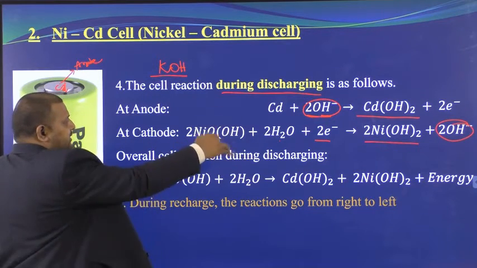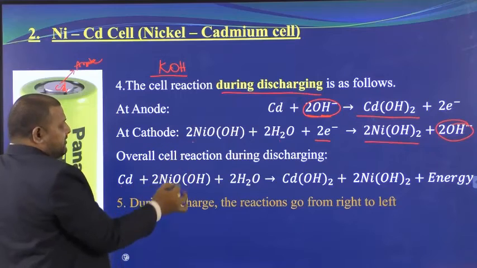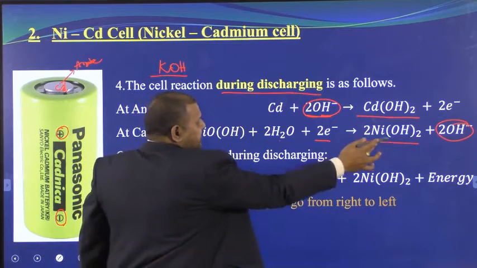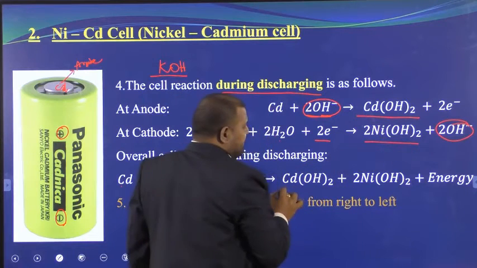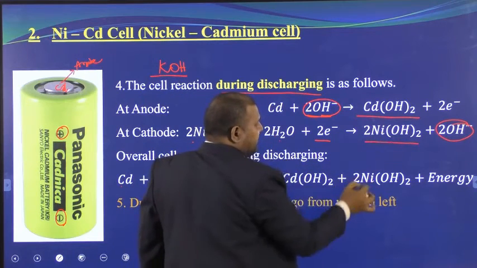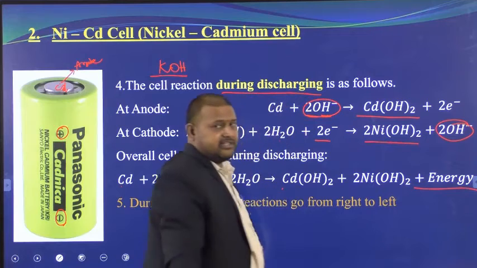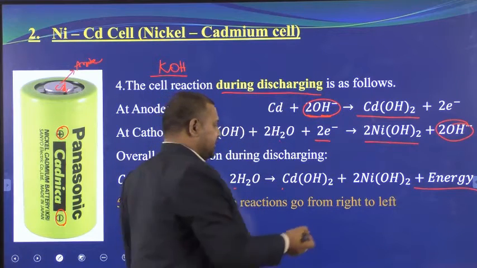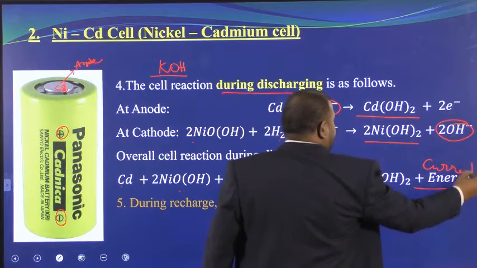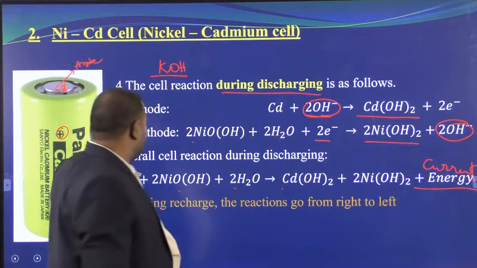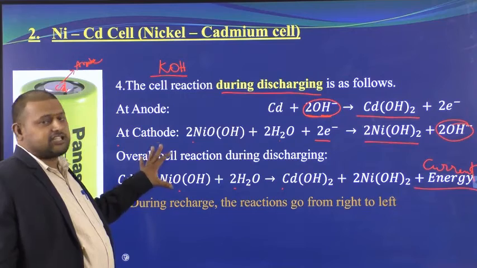Add these two reactions: Cd plus 2 NiOOH, the 2 OH minus cancel, 2 H2O, the 2 electrons cancel, giving cadmium hydroxide and nickel hydroxide plus energy. What is this energy? Current. You are getting some voltage. Current. So this is during the discharge.